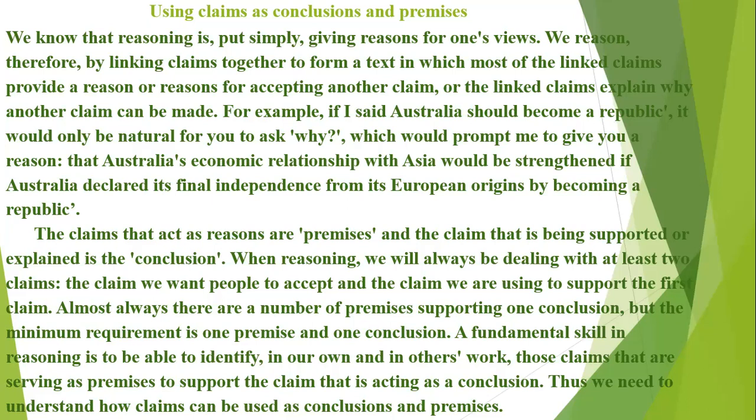When reasoning, we will always be dealing with at least two claims: the claim we want people to accept and the claim we are using to support the first claim. Almost always there are a number of premises supporting one conclusion, but the minimum requirement is one premise and one conclusion. A fundamental skill in reasoning is to be able to identify, in our own and in others' work, those claims that are serving as premises to support the claim that is acting as a conclusion. Thus, we need to understand how claims can be used as conclusions and premises.